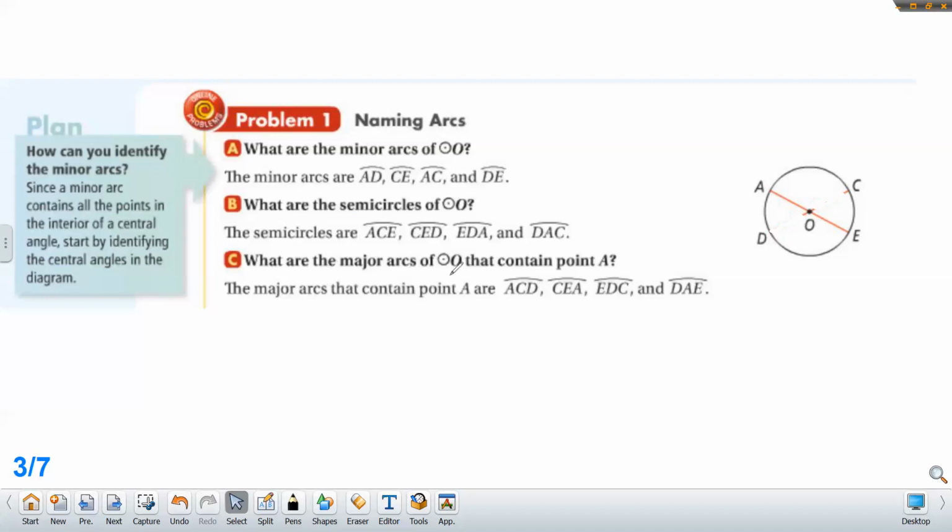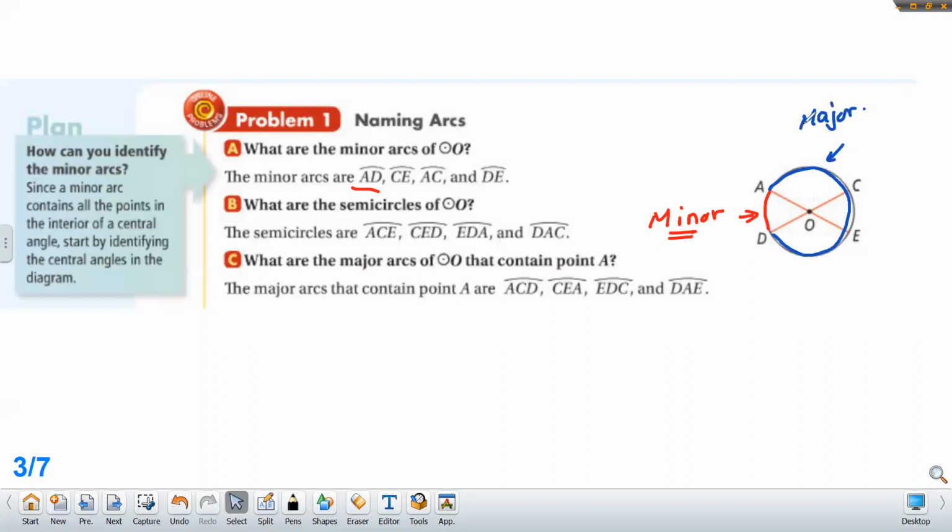What are the major arcs of O that contain point A? Here I have to look for the main part. I'm supposed to determine the minor, then find the major. As we said, the minor is AD. This is AD as minor, so the rest will be major. Look at here: A, C, E, D, all of that, the blue one, is my major.